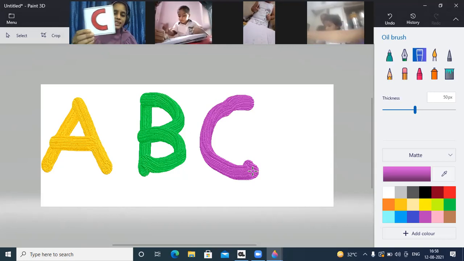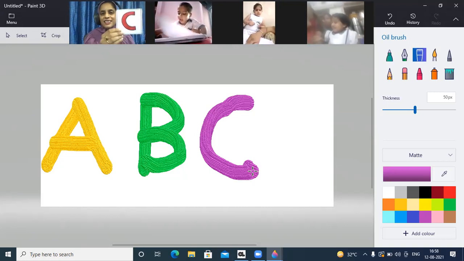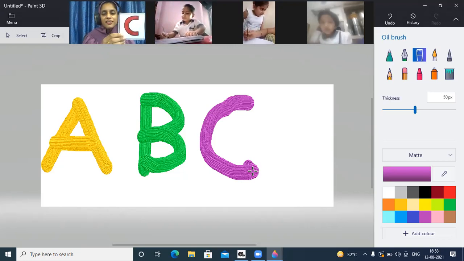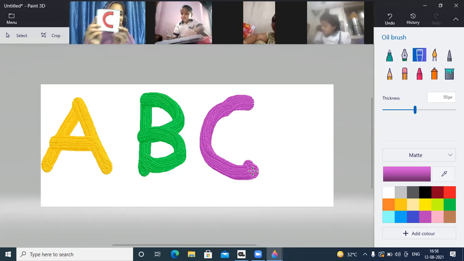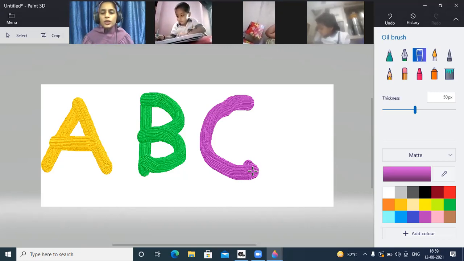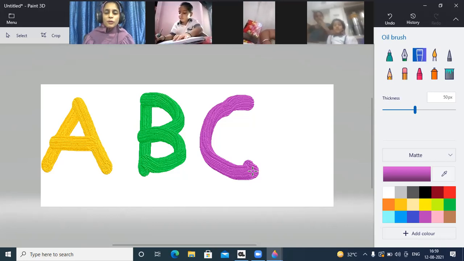Letter C. The sound of C is K. K. C ka cat. C ka cap. Letter C. Which letter is this? This is letter C. All the four letters we are going to write today. Come on, letter C.